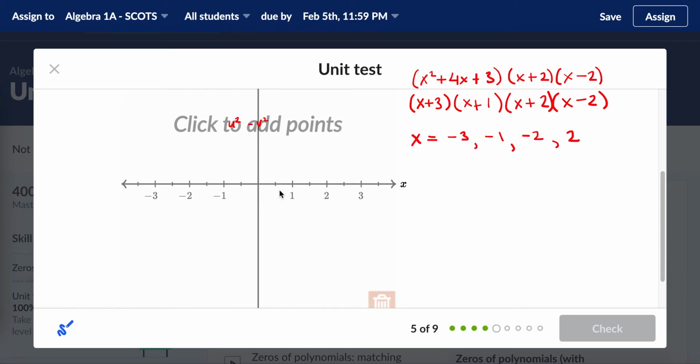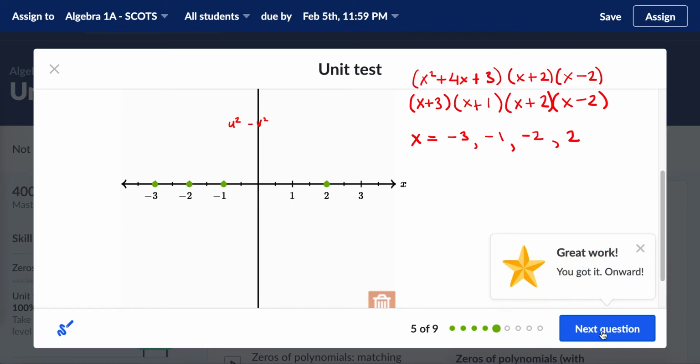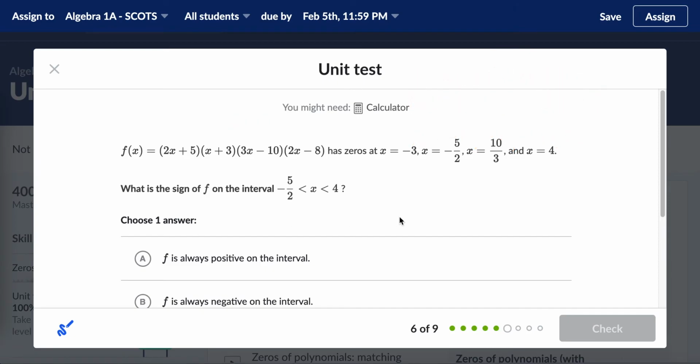Let's plug them right in here. So -3, -2, -1. Yes, -3, -1, -2, and +2. All right. So there's our zeros right there. Okay. Moving on, right? We're rolling through this. This is looking good. Okay.